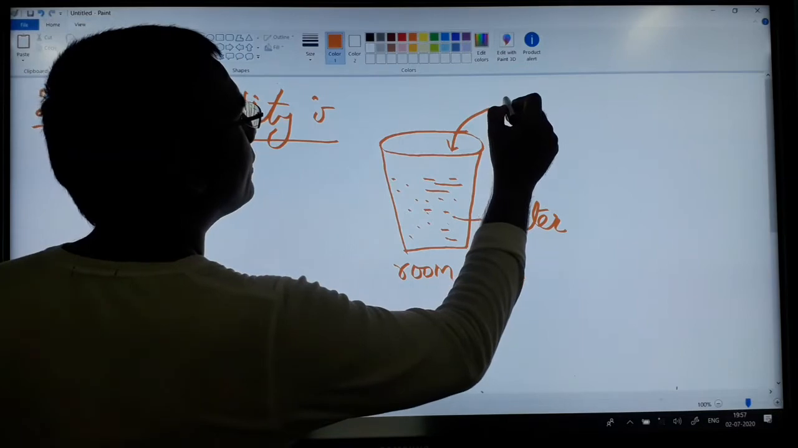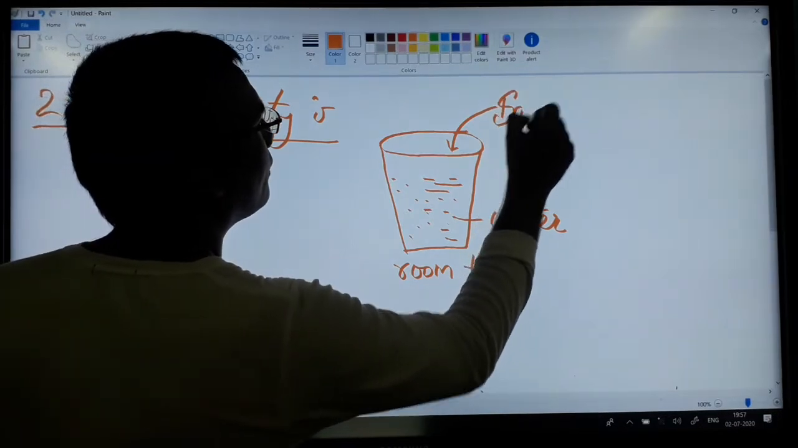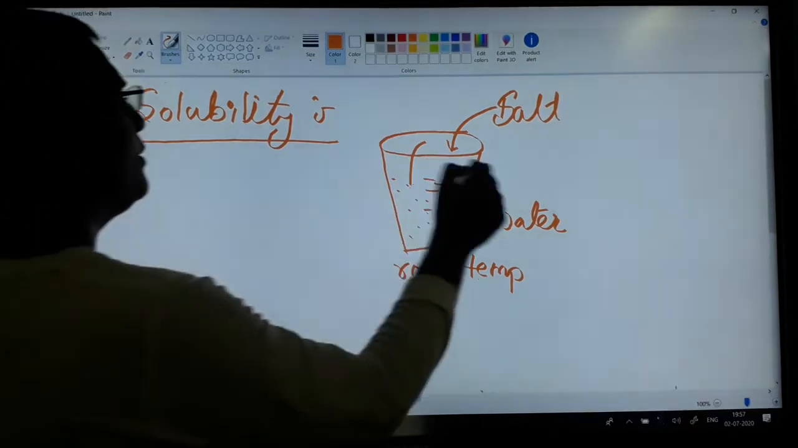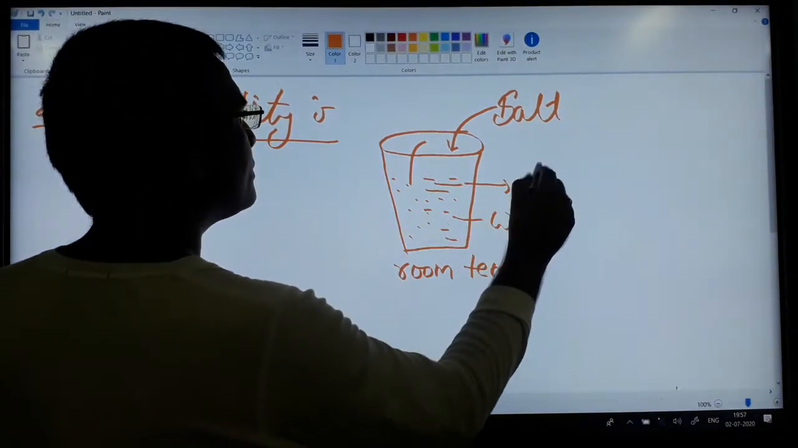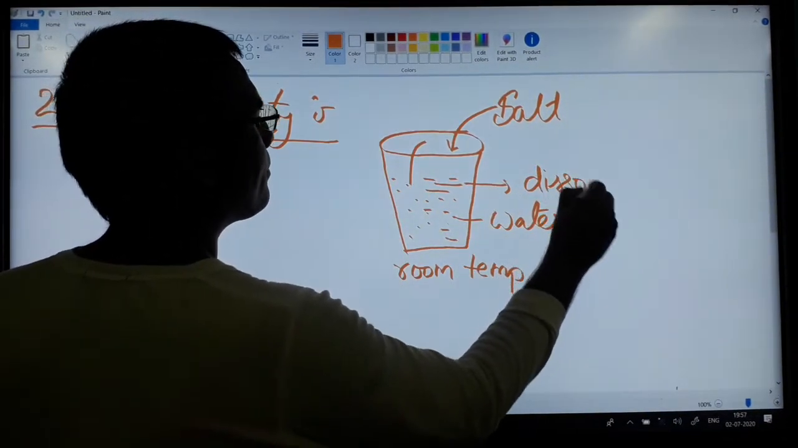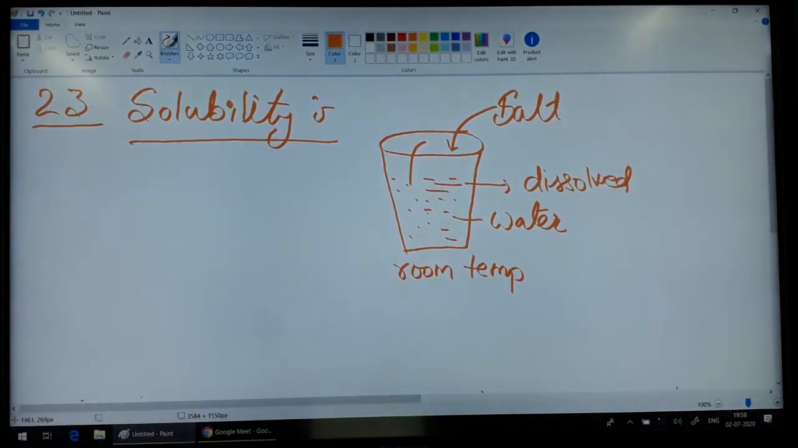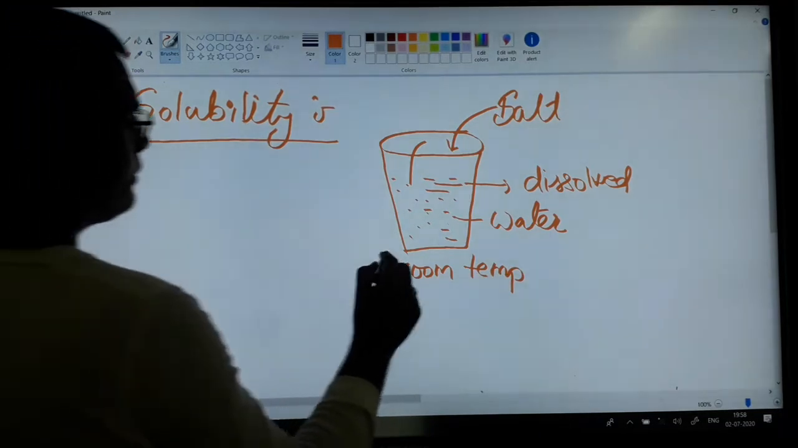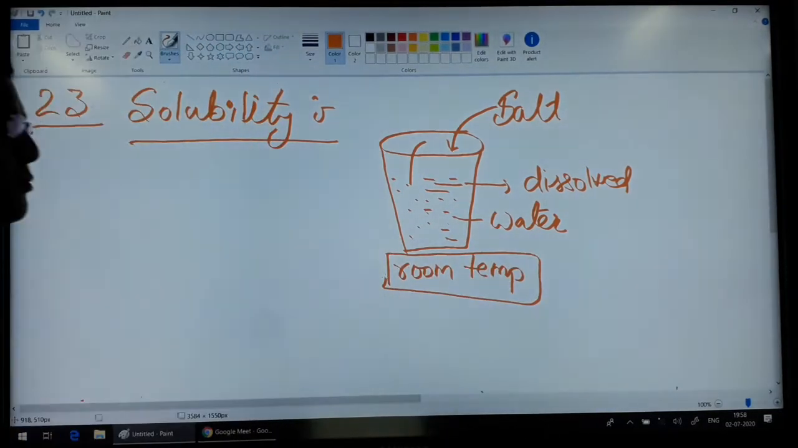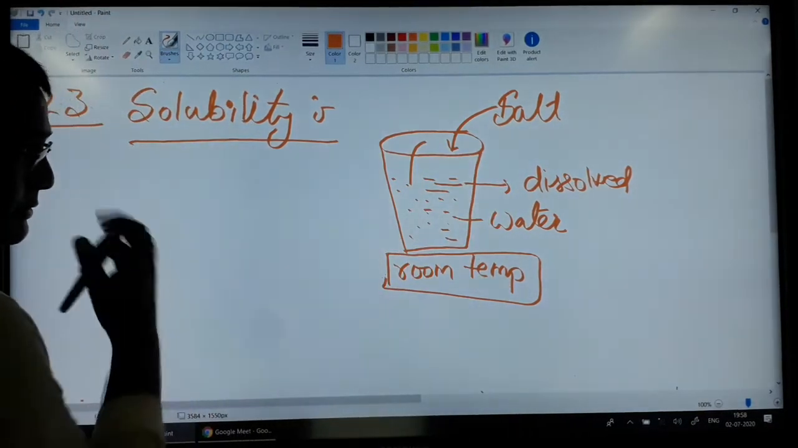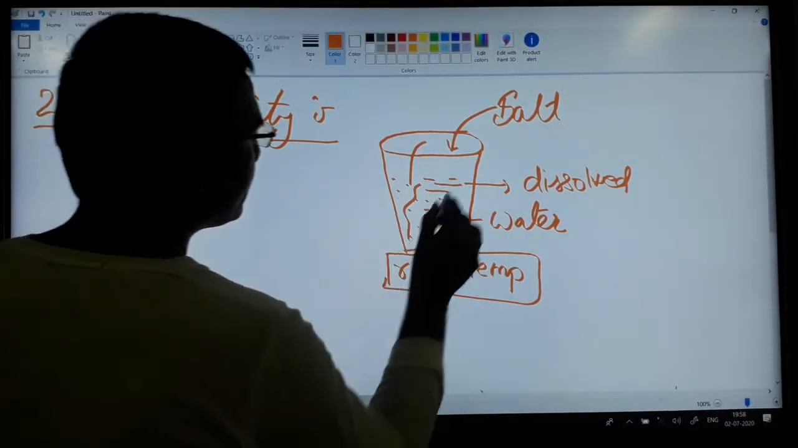Now you add salt here and then stir it. What happens? Of course, this is dissolved. This is all the activity, and we are performing it at room temperature. The amount of salt which is poured in this water is dissolved after stirring.